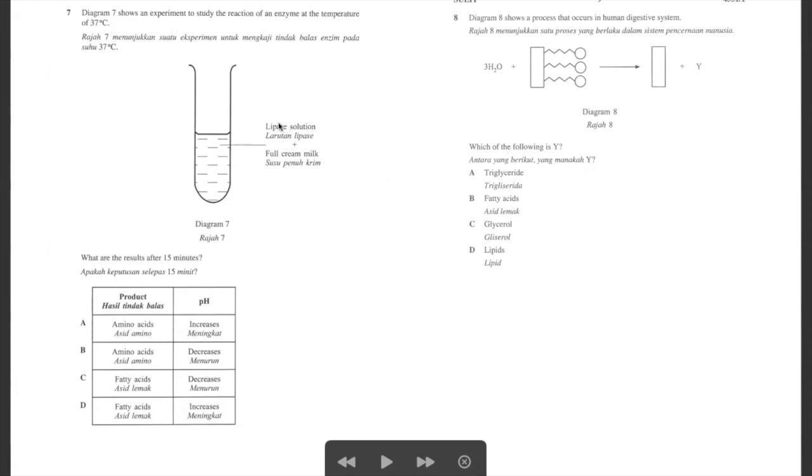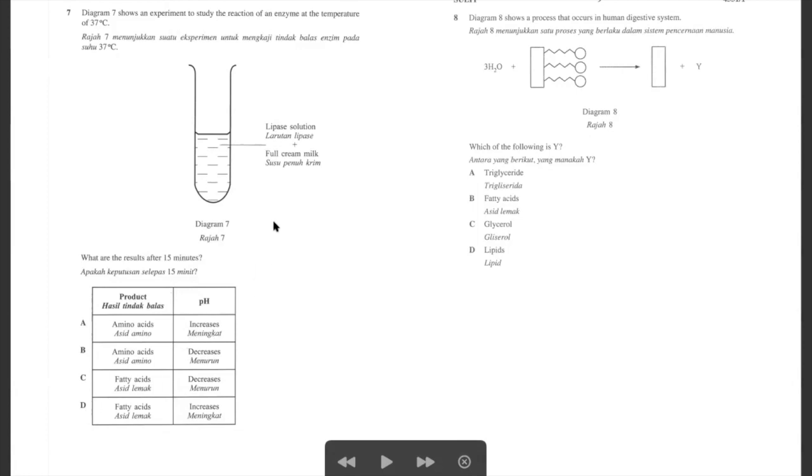So since we have enzyme lipase, we can say that the digestion of fat will happen. Remember, the fat in full cream milk will be digested by lipase to produce two things. If you digest the fat, it will produce two products. First is glycerol, the second is fatty acid. So amino acid is wrong because amino acid is protein. So it's either C or D.